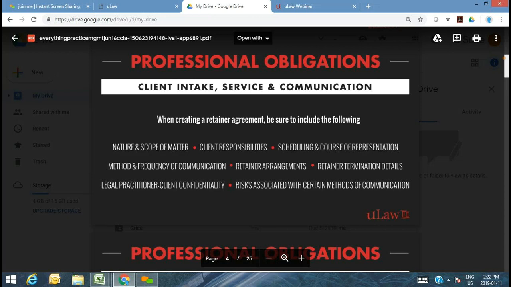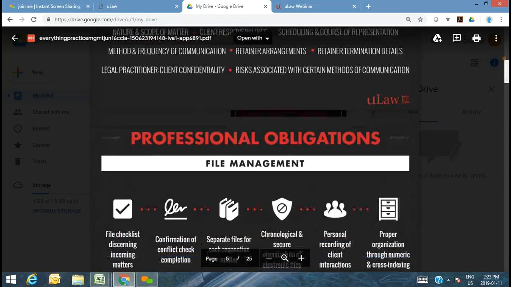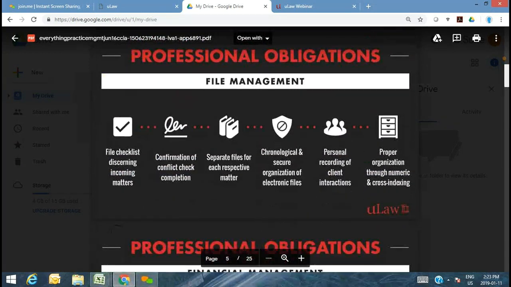Or if you are going to be sending mail, the risk is what we saw recently. If there's a strike or something like that, and if mails don't get delivered on time, that's a risk associated with that method of communication as well, right? So you can be responsible for that.